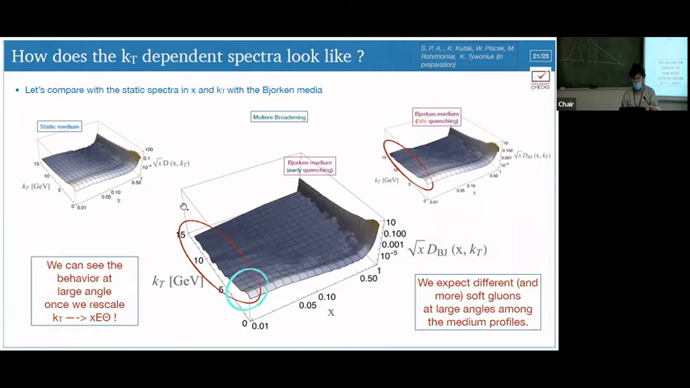As I said, this transverse momentum dependency will allow you to get hold of the angular dependencies. These plots are very preliminary, I should say, and we were trying to look into exactly what the qualitative as well as quantitative features are between different kinds of medium profiles. If we go from this KT space to the angular part, we will see a large number of particles coming in at this low X part, which basically says that we expect different and more soft gluons at these large angles among the different medium profiles.